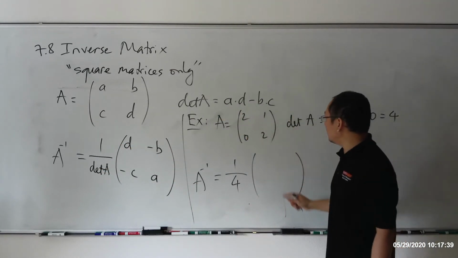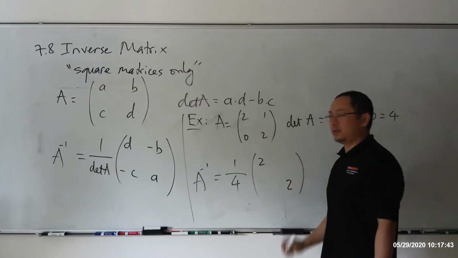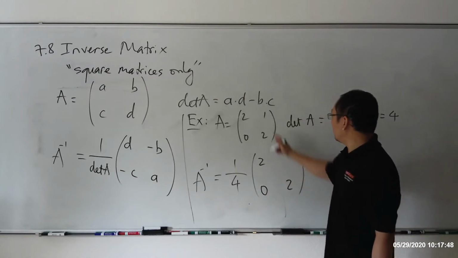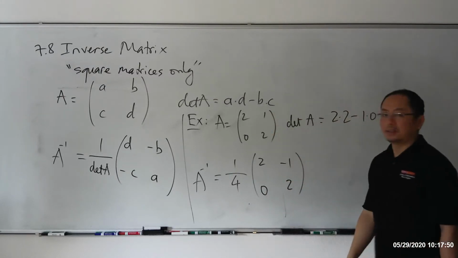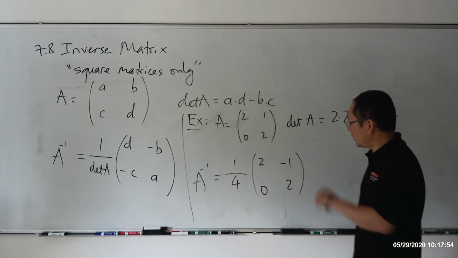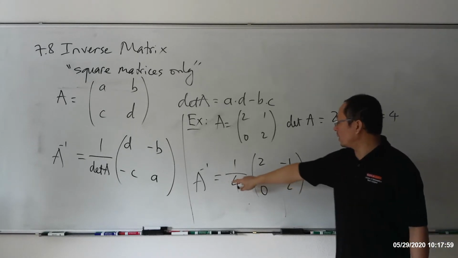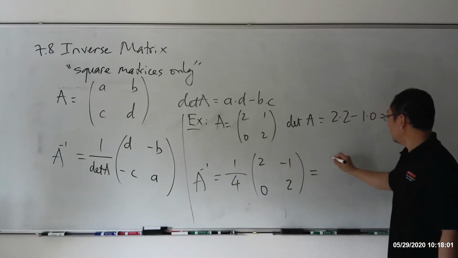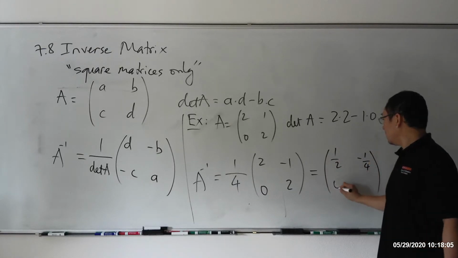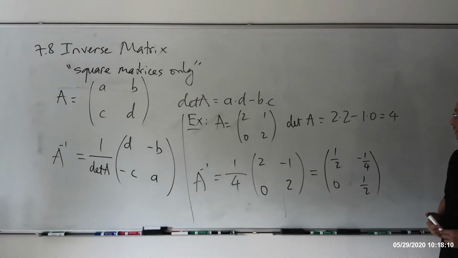Now, the numbers in here, well, 2 here, 2 here. Interchange to 2 here, 2 here. And 0, 1 in here. 0 negative is 0. 1 here becomes negative 1. Okay, I change the sign of the minor and then I interchange the numbers on the major diagonal. Okay, so if you want to simplify, you can multiply 1/4 into the terms. Inside you got what? 1/2, negative 1/4, 0, and then 1/2. Because 1/4 times 2 is 1/2. Okay.